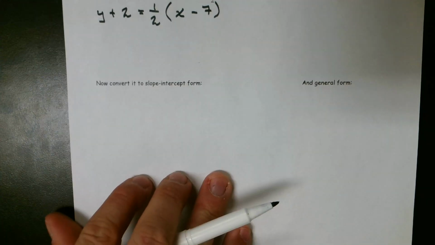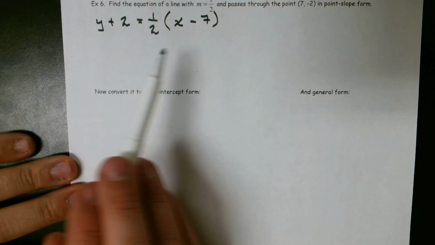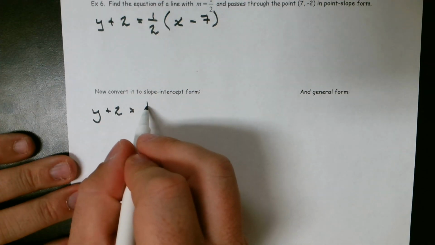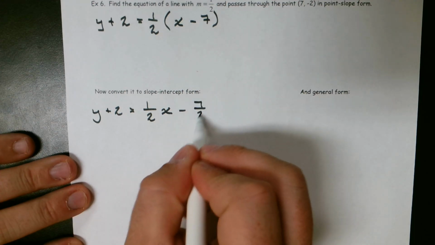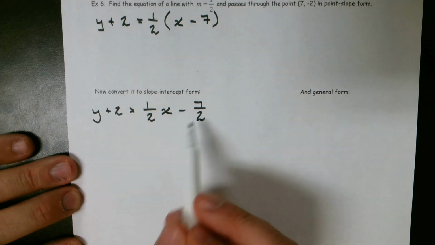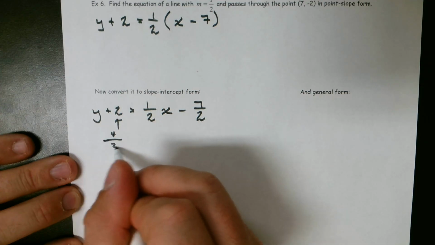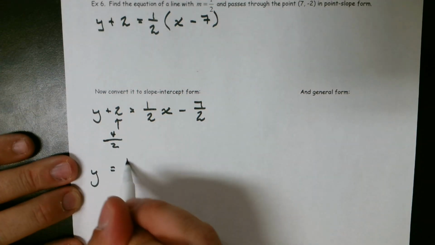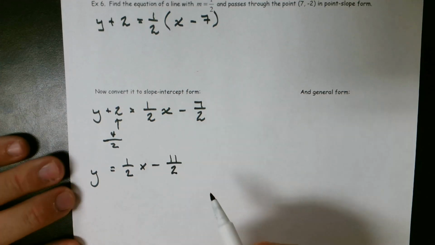So now converting it to slope-intercept form is simply solving it for y. So the first thing I'm going to do is just distribute my 1/2 times x, and my 1/2 times 7. And now I'm going to subtract my 2. I'm going to be clever and say that I know that 2 is equal to 4 over 2. So I'm going to be subtracting 4 over 2 to the other side. So my 1/2 x is going to stay the same. This is going to be minus 11 halves.